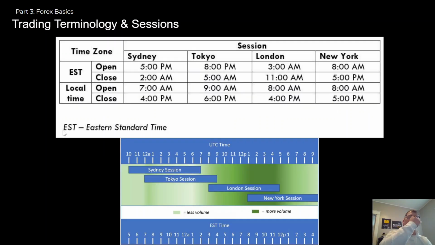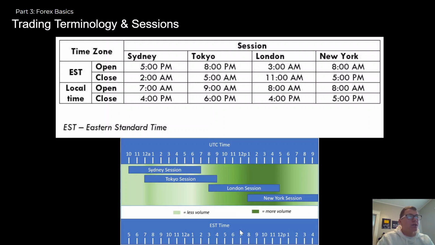So the next thing is the trading sessions. As you can see on this chart, there are 4 major trading sessions. There's the Sydney session, the Tokyo session, the London session, and the New York session. Based off what session you trade, there's going to be more or less volume. And obviously, as you can see here, some of these sessions overlap each other.